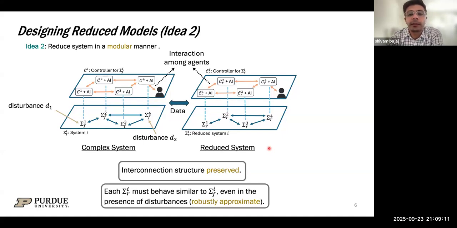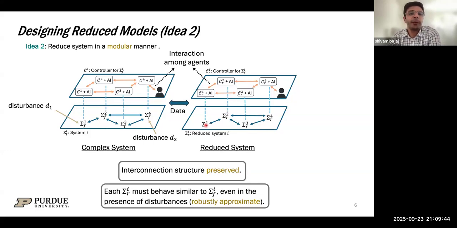Now, one thing to note here is that if I want to design a controller for these reduced systems, which ultimately controls this true system, then my approximation system, sigma R1, must behave similar to this sigma F1, even under the presence of disturbance. What that means is that if a disturbance D changes the behavior of that system sigma F1, then the behavior of sigma R1 should reflect that change in the system. And that is a property that I call robustly approximate. And we'll see some examples later on what I mean exactly by this.